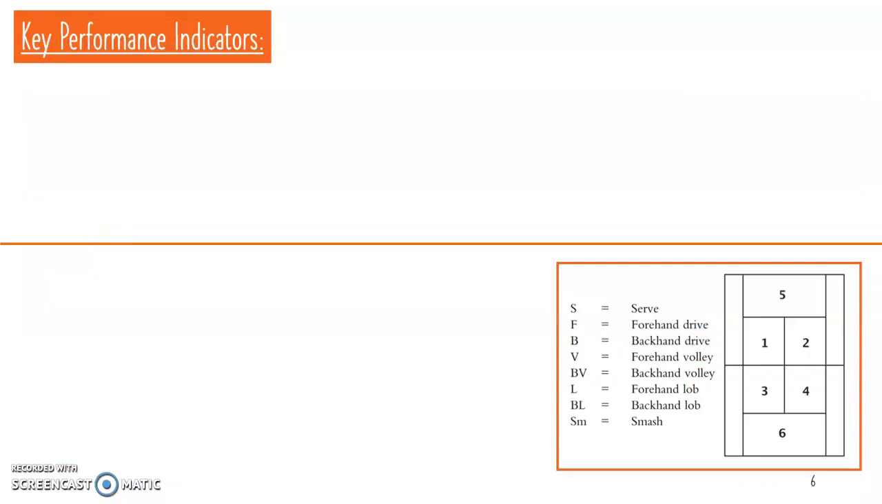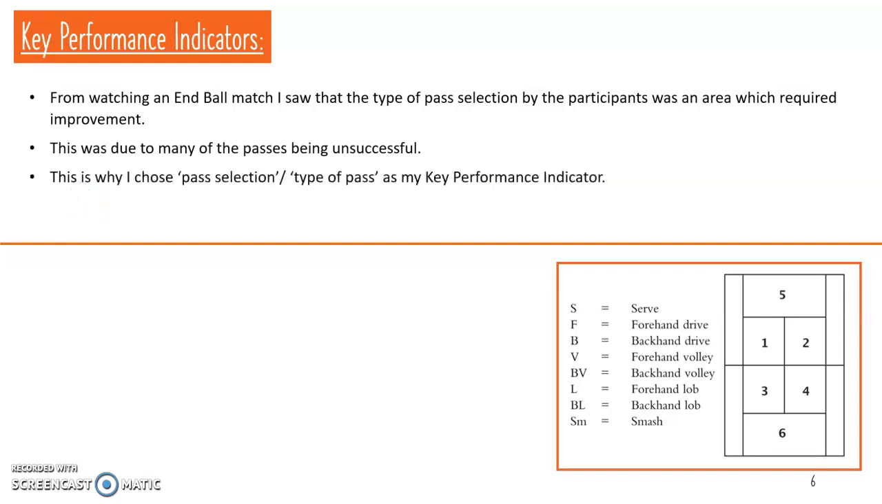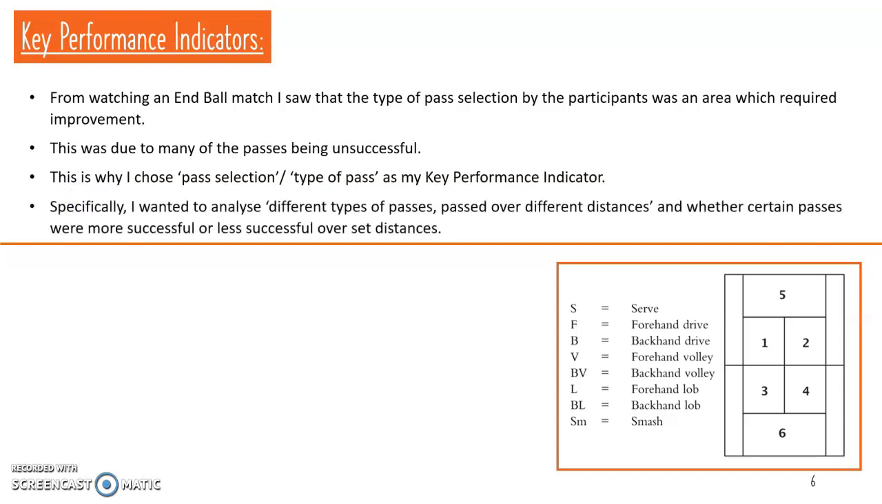So, the key performance indicators. From watching an endball match, I saw that the type of pass selection by the participants was an area which required performance improvement. This was due to many of the passes being unsuccessful. This is why I chose pass selection / type of pass as my key performance indicator. Specifically, I wanted to analyse the different types of passes passed over different distances and whether certain passes were more successful or less successful over set distances.